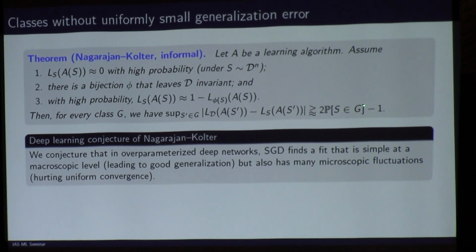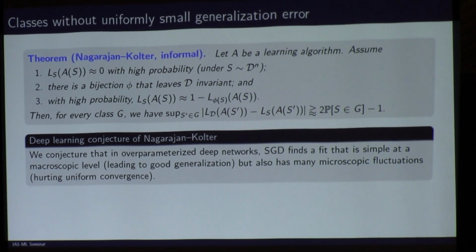Namely, the way to interpret this is, if I wanted to define my hypothesis class in a super clever way, I'd say, okay, let's only take the hypotheses that are possible to show up. That would be equal to all the hypotheses A of the form A of S prime, where S prime is a possible data set. So if I took all possible data sets, then this probability would be 1. And then this would be 2 times 1 minus 1, so this would be 1, which means that my worst case generalization error is 1.